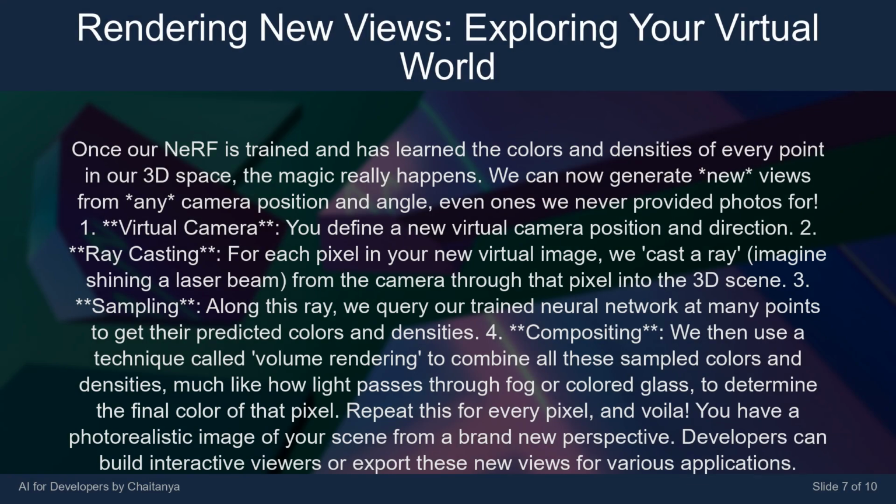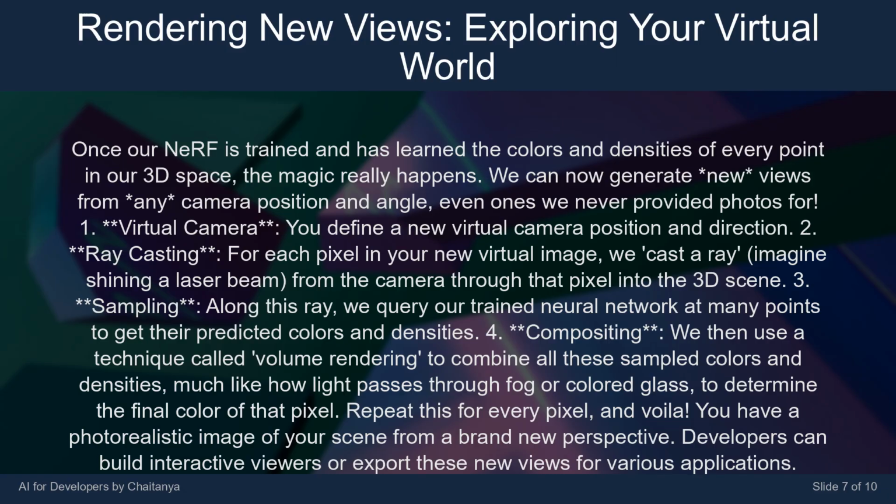Once our NeRF is trained and has learned the colors and densities of every point in our 3D space, the magic really happens. We can now generate new views from any camera position and angle, even ones we never provided photos for. 1. Virtual camera. You define a new virtual camera position and direction. 2. Raycasting. For each pixel in your new virtual image, we cast a ray. Imagine shining a laser beam from the camera through that pixel into the 3D scene.